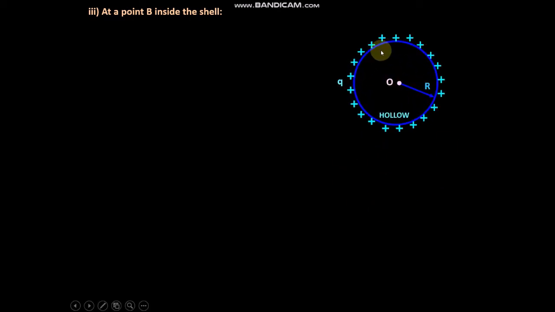Next, the third case, when the point P is inside the spherical shell, then how to calculate the electric field strength? So this is the shell, and the radius is capital R, center point is O, and the total charge on the spherical shell is Q. Now we just want to find the electric field strength here at point B.